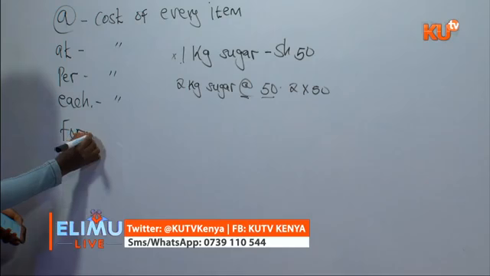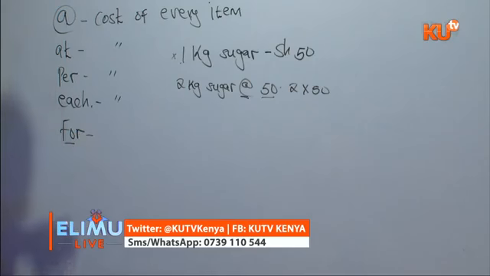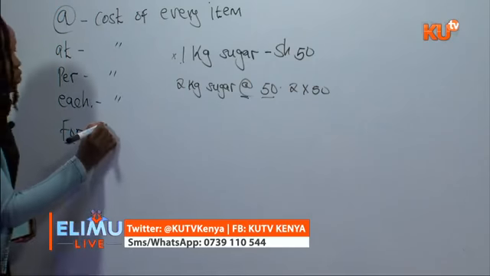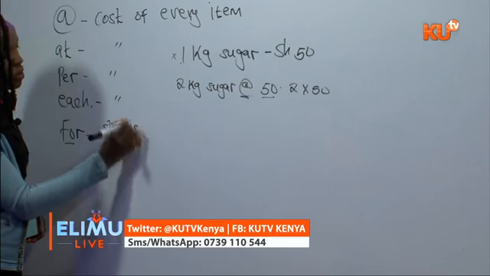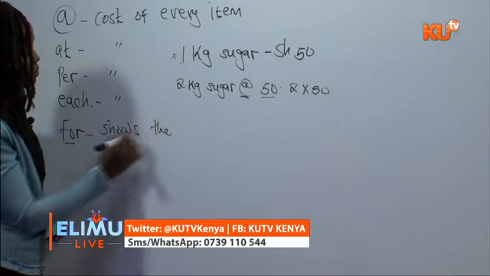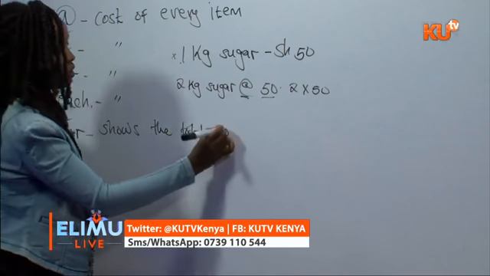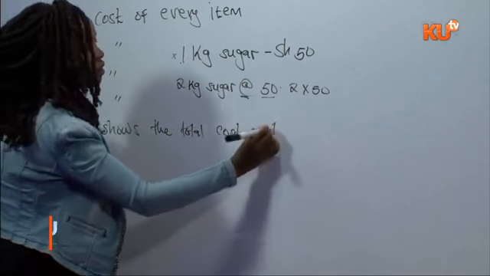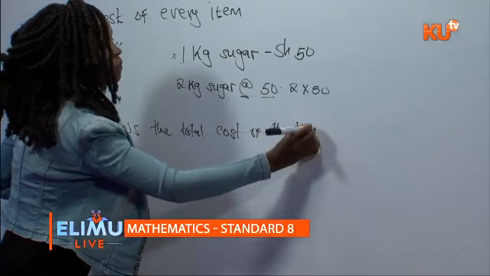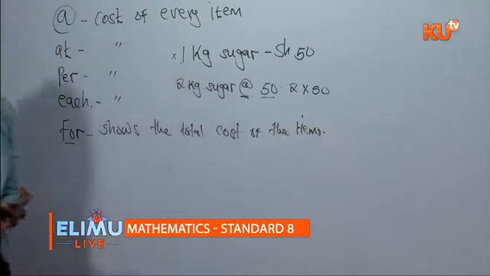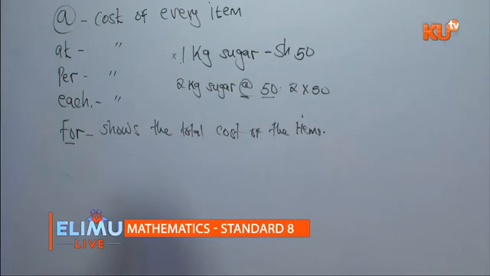Then we have another sign that they use. We have the word for. For shows the total cost. This one shows the total cost of the items. So that means you're not required to multiply, you're not required to calculate. They have already given you the cost of all the items.